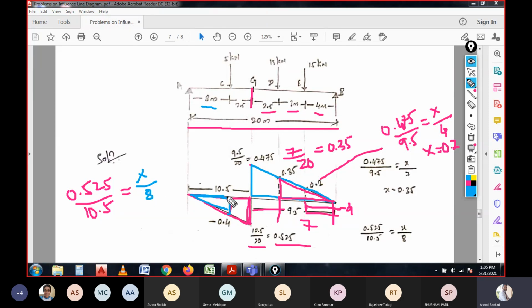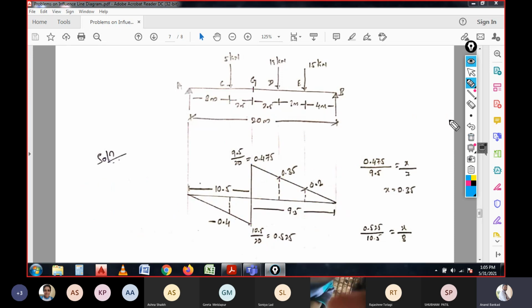That means the base of this triangle is 8 meter, like this. So now the x value will be 0.4, and since it is taken at the downside, which is negative, and this is positive, that is why it is taken with the negative sign. So this is how the coefficient values are to be calculated.